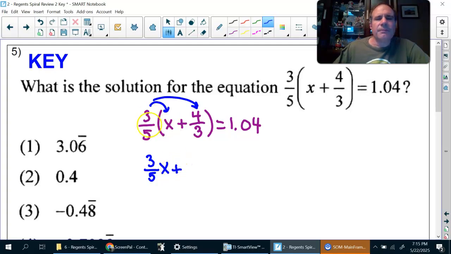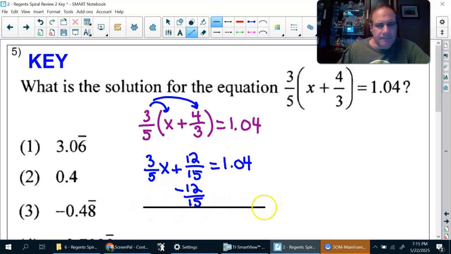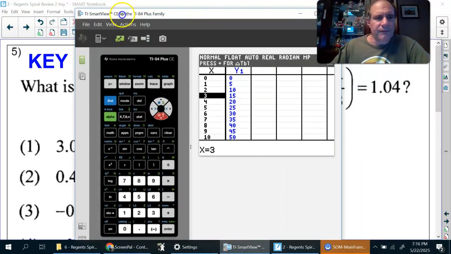And then you can put this in the calculator. 4 times 3, though, is 12. 5 times 3 is 15. So you would get that, equals 1.04. Then you minus 12/15 from each side. This now cancels. Minus 12/15. Now, I have no idea what 1.04 minus 12/15 is.